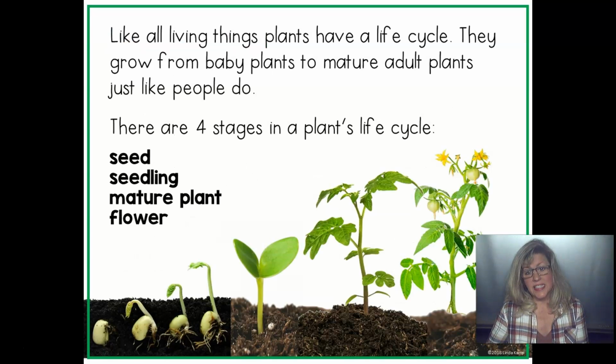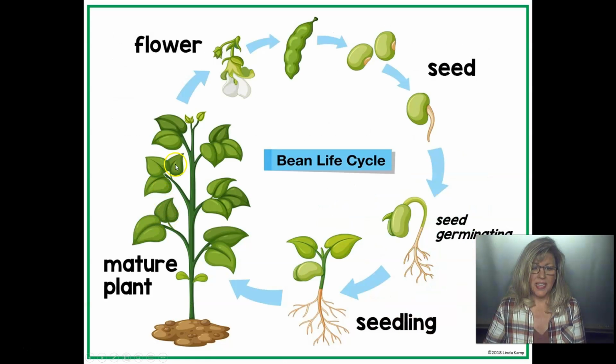Like all living things, plants have a life cycle. They grow from baby plants to mature adult plants, just like people do. There are 4 stages in a plant's life cycle: seed, seedling, mature plant, flower. And you can see it constantly takes itself through this cycle or this circle story. As you can see from this graphic, this particular plant is that of a bean life cycle.